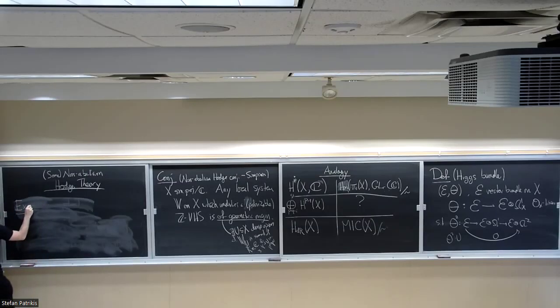I want to give you 2 examples. So first of all, if E is any vector bundle, you can set theta to be 0. That's a perfectly good Higgs bundle. So a vector bundle is an example of a Higgs bundle.